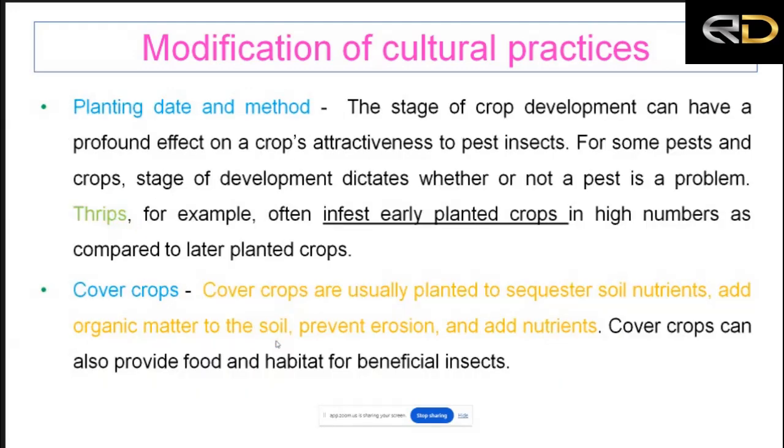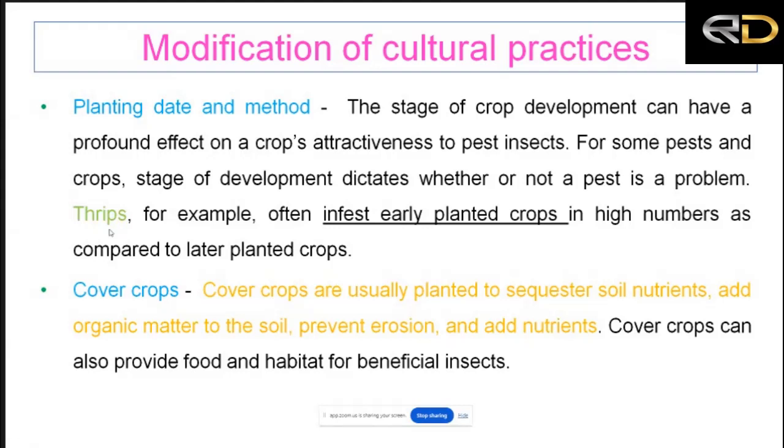Then another cultural practice modification is the planting date and time. We don't have to do anything extra, but while we are planting, we have to check for our area what type of crop we are growing and what type of insects or pests will be attacking. The stage of crop development is an important factor, as most pests are attracted towards some stage of the crop. For example, thrips often infest very early planted crops in high numbers as compared to later planted crops.